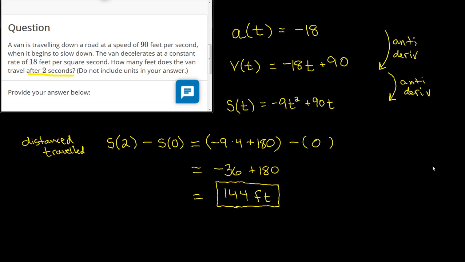So yeah, and does that answer make sense? We said that we should get an answer that's less than 180, because 180 feet is how far the van would travel if the brakes were not pressed. And sure enough, we got a number that's less than 180, and that's good. And it's not a lot less than 180, I guess, because only 2 seconds went by. So the van hasn't had a chance to decelerate that much. So it still goes pretty far. And all right, there you go.